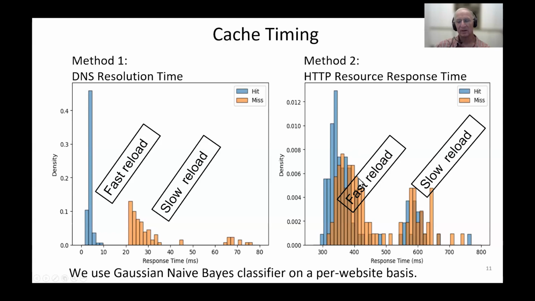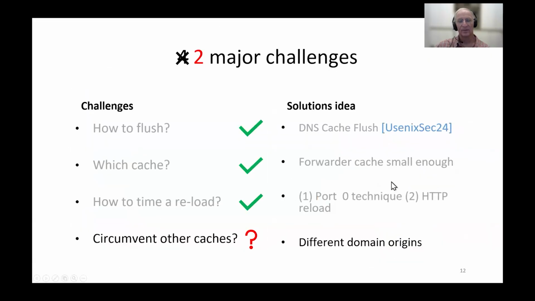And the HTTP technique also gives us a good distinction, not as good as the direct DNS, but using the Gaussian naive Bayes based classifier, we can infer which one it is, the fast or the slow reload, with pretty good accuracy. So that's how we did the timing of the reload.